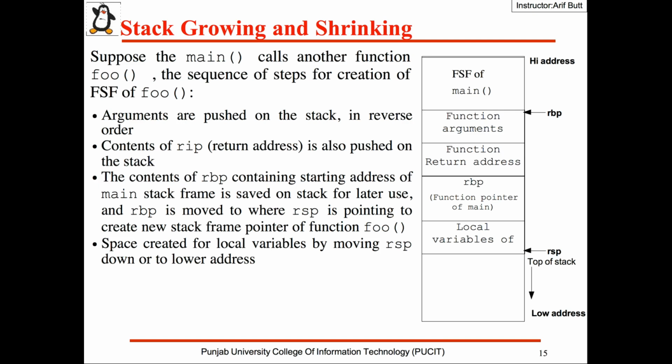Well, this slide shows the idea of how a stack grows and how a stack shrinks. You can see if this is the FSF of main, and if main calls another function foo, the sequence of steps of creation is, first of all, the arguments are pushed on the stack in reverse order over here. Then the contents of the instruction pointer, that is the return address, is also pushed onto the stack. And then the contents of base pointer, RBP, containing the starting address of the main stack frame, is saved over here for later use. And this RBP is moved from this place to this place. So the address of this place is pushed over here, and RBP is moved to this place. Finally, this RSP is moved ahead so that the memory for the local variables of the foo function is created.